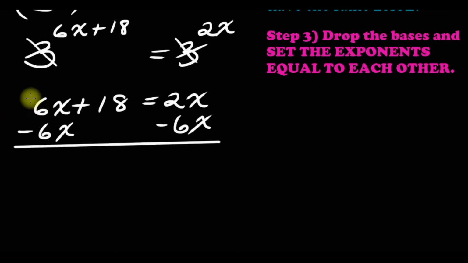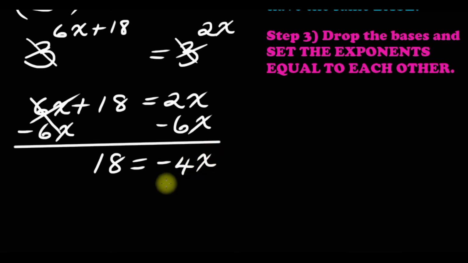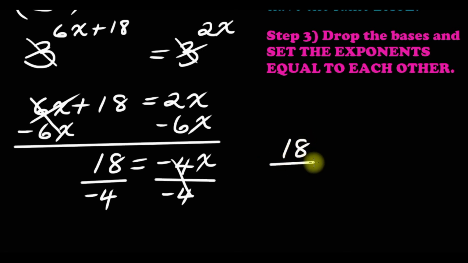Okay, so here's 6x, take away 6x is gone, bring down the 18. So 2 take away 6x is negative 4x, and then divide by negative 4, and then divide this by negative 4. Okay, so we have 18 over negative 4 is what x is. And then we're going to reduce that.